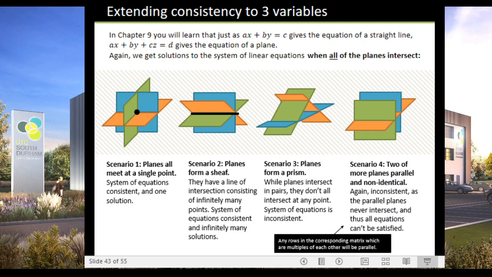Scenario 4, 2 or more of the planes are parallel and non-identical. These are inconsistent as the parallel planes never intersect, and thus all equations can't be satisfied by one x, y, z coordinate. The way we're going to identify this is rows in the corresponding matrix which are multiples of each other will be parallel. So we're going to look at the matrix and see if there are 2 rows which are multiples of each other.